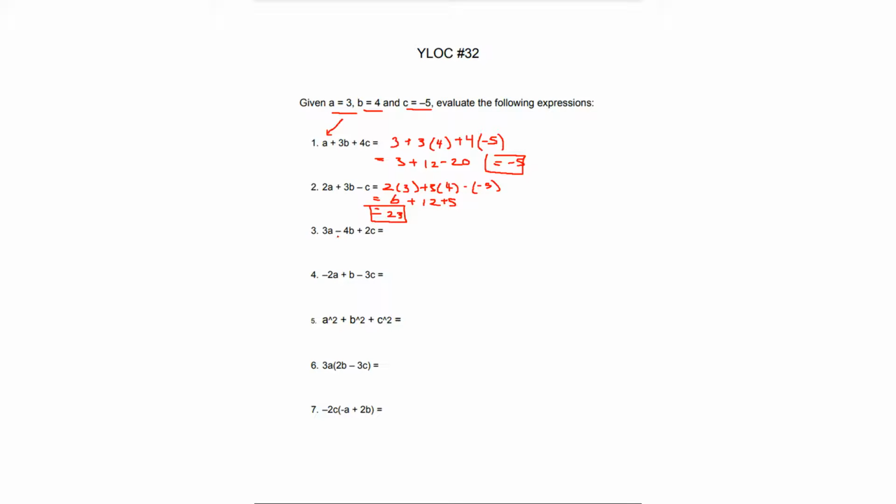Number 3, we have 3a minus 4b plus 2c. Do the same thing. So plug in our known values. Minus 4 times 4 plus 2 times -5. This is equal to 9 minus 16 minus 10. This is also 9 minus 26, or also -17.